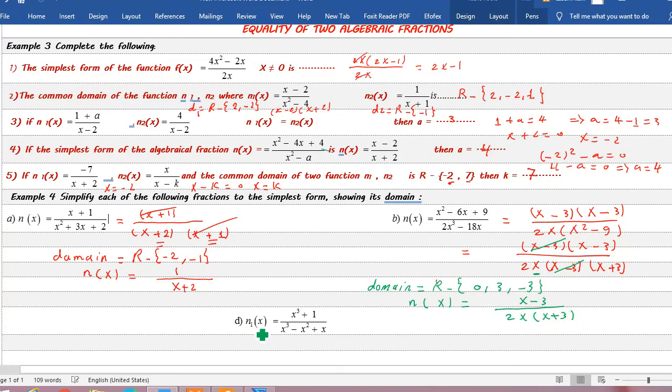Part c. n1(x) equals x power 3 plus 1 over x power 3 minus x power 2 plus x. Make the factorization. Then n(x) equals, open two brackets, smallest and greatest: x plus 1, greatest brackets equals x power 2 minus x plus 1. In the denominator, take x as the common factor: x power 3 divided by x becomes x power 2, x power 2 divided by x becomes x, and x divided by x becomes 1.